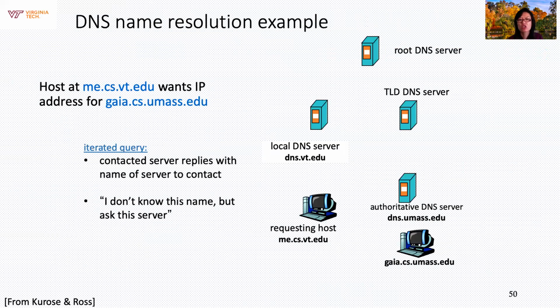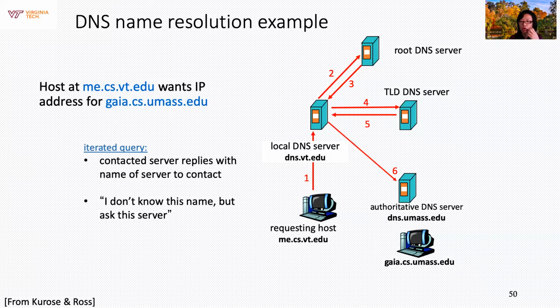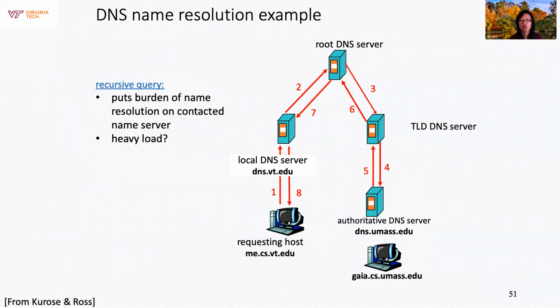Just very quickly, this has very little to do with security, but it is just DNS general knowledge. You can do iterative queries where the local name server will just keep querying until things get resolved and then return to a host. Of course, the local name server will do a lot of work. And then you also have recursive query, where the root server will get this resolved and send it back to the local name server.